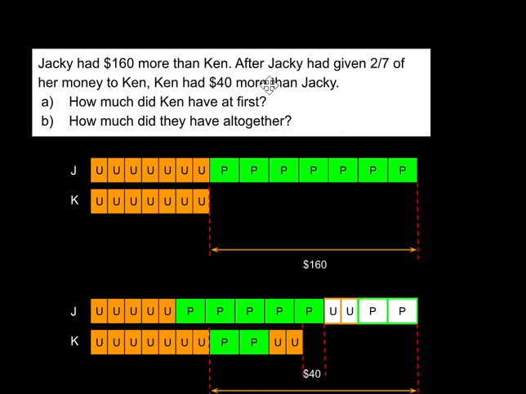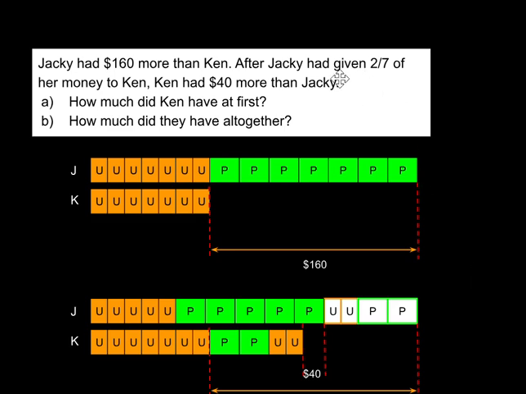Next, I know that Jacky is going to give 2/7 of her money to Ken. Which means that this $160 has to be divided into 7 parts. This orange bar has to be divided into 7 parts because of the 7 here. So I divide them into 7 parts. If you are doing a diagram, you can put 7U here.